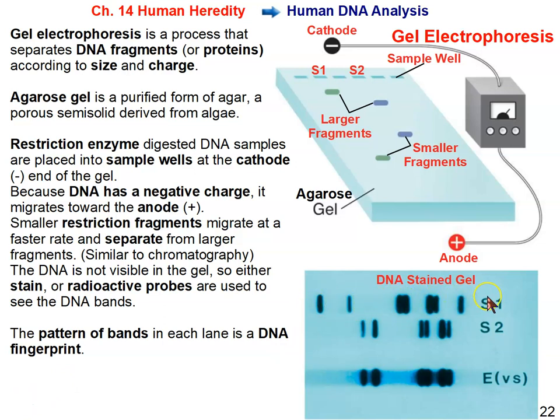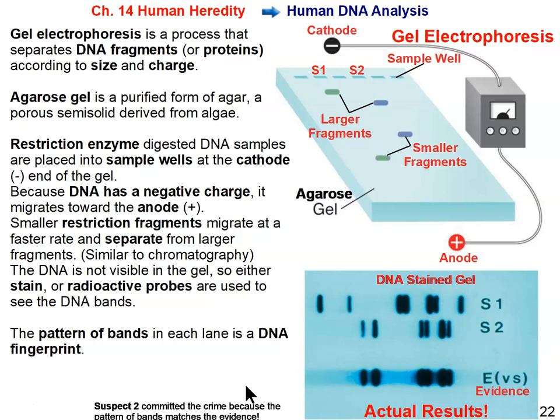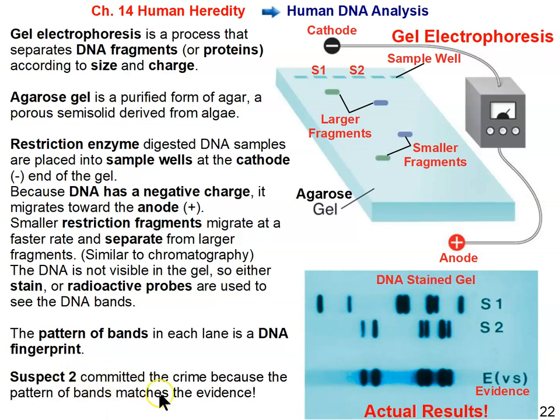In other words, this is the DNA fingerprint of suspect 1, and this is the DNA fingerprint of suspect 2. And then we also have the evidence on this gel, the evidence being the DNA from the cells that we found on the cigarette butt. So we're making a comparison here, trying to find out who committed the crime. Was it suspect 1 or suspect 2? And I think you can very clearly see that it was suspect 2 that matches up here in the DNA fingerprint. The DNA fingerprint from the evidence matches up with suspect 2's DNA fingerprint.